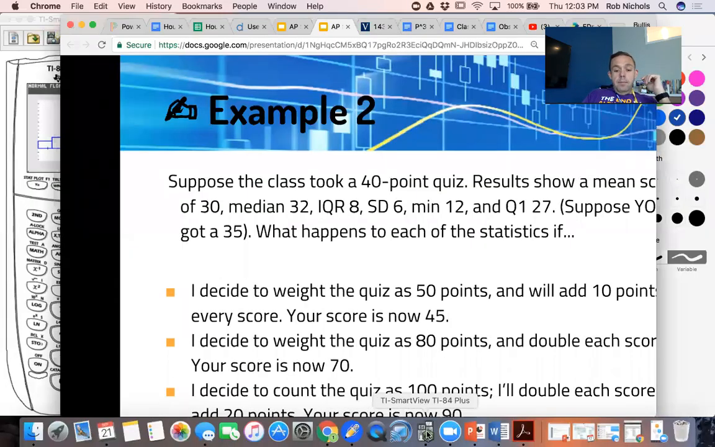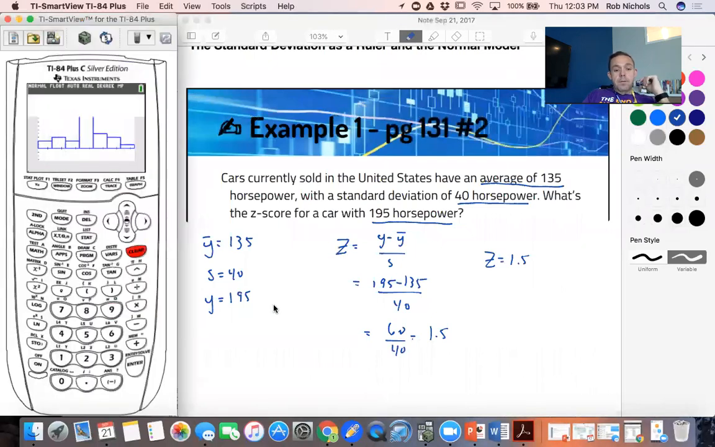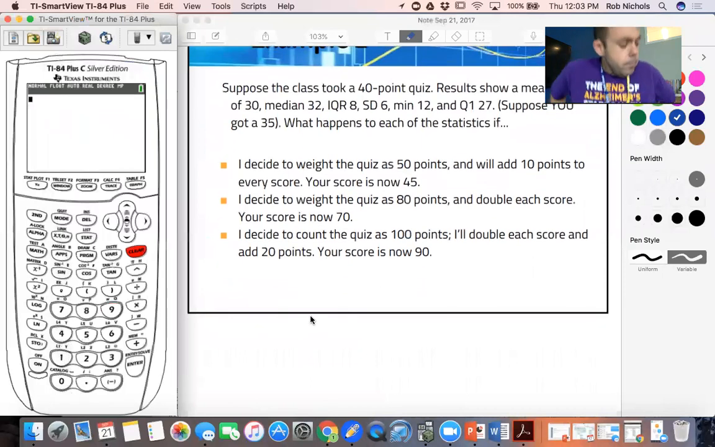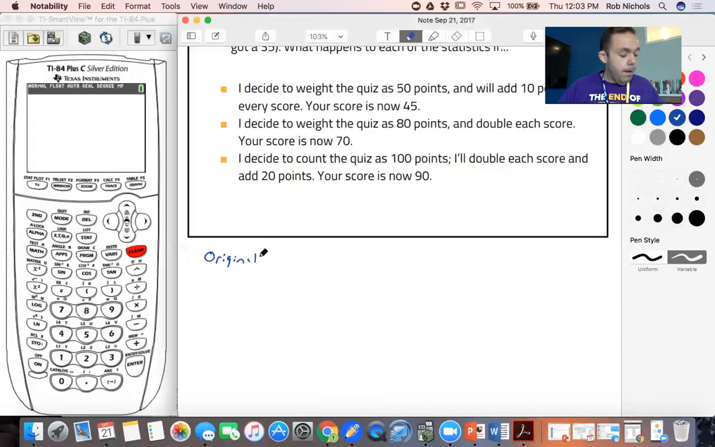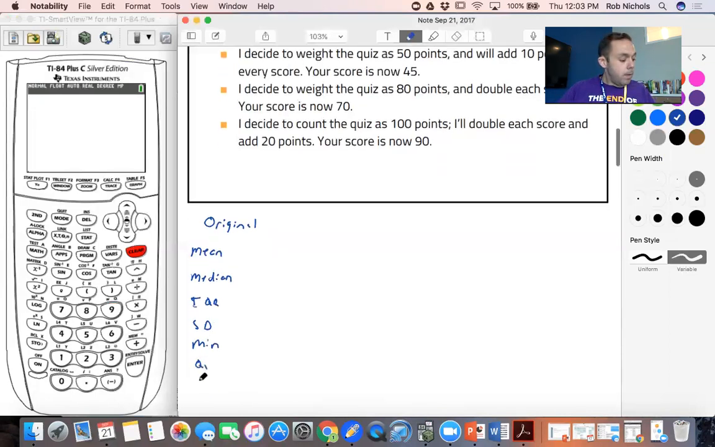All right, so let's go back to Notability. Bring my calculator back up in case I need it. Here's example 2. Basically, I'm going to write my original values here. We have the mean, the median, the IQR, the standard deviation, the minimum, Q1, and your score. In my original data, the mean was 30, the median was 32, IQR is 8, standard deviation is 6, the minimum is 12, Q1 is 27, and your score was a 35.